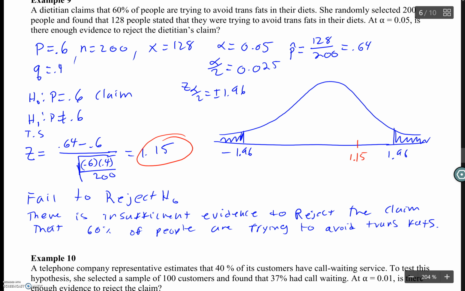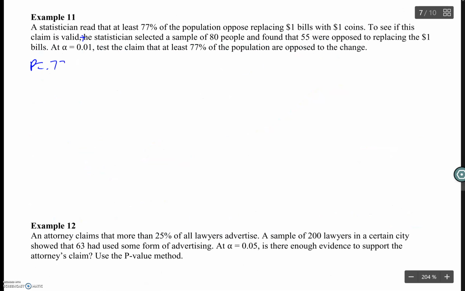Yes. Yes. Now the divided by 200 is in the square root. No. E is equal to 0.77. What else? N is 80. X is 55.